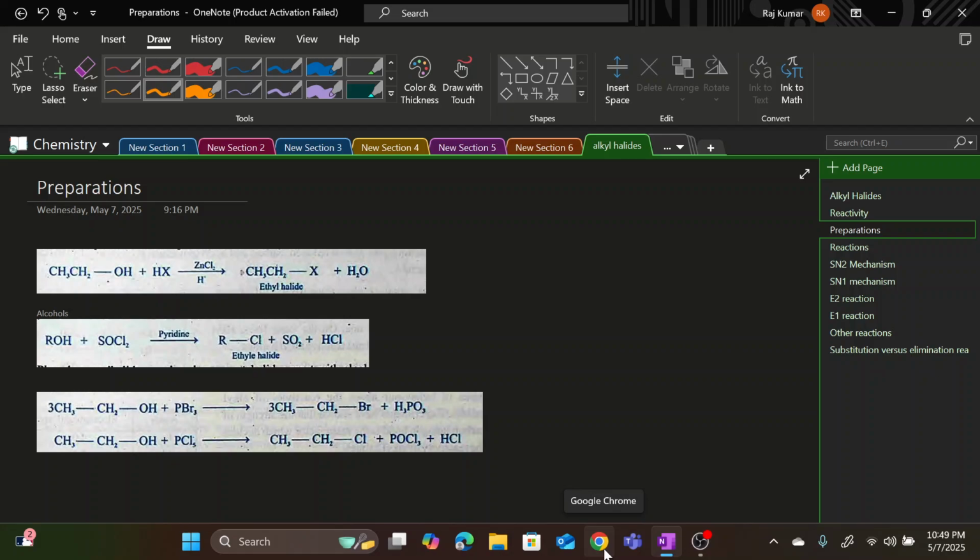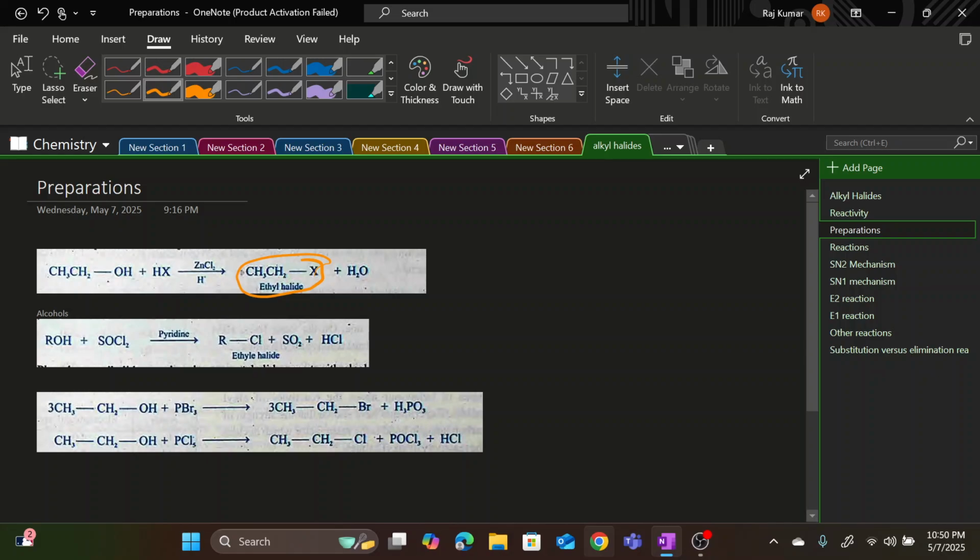It can be prepared from alcohols in many different ways. Number one way is when we react it with zinc chloride in the presence of HCl. When you react an alcohol with zinc chloride in the presence of HCl, then it's essentially going to produce the ethyl chloride or any other ethyl halide which is present as the hydrogen halide.